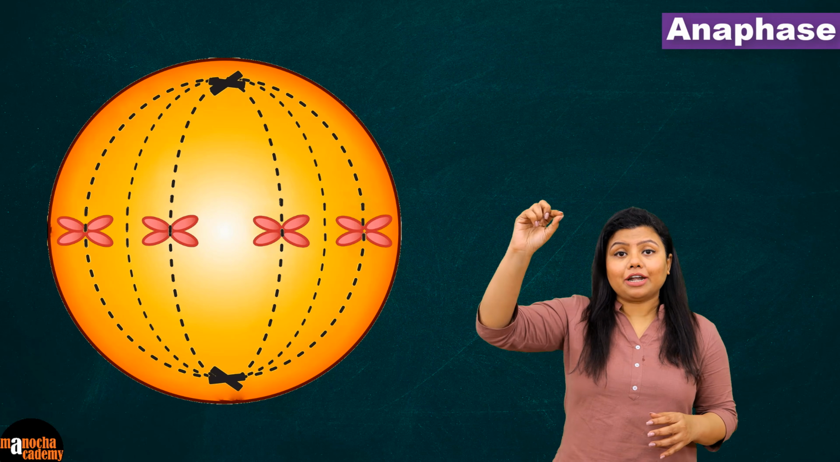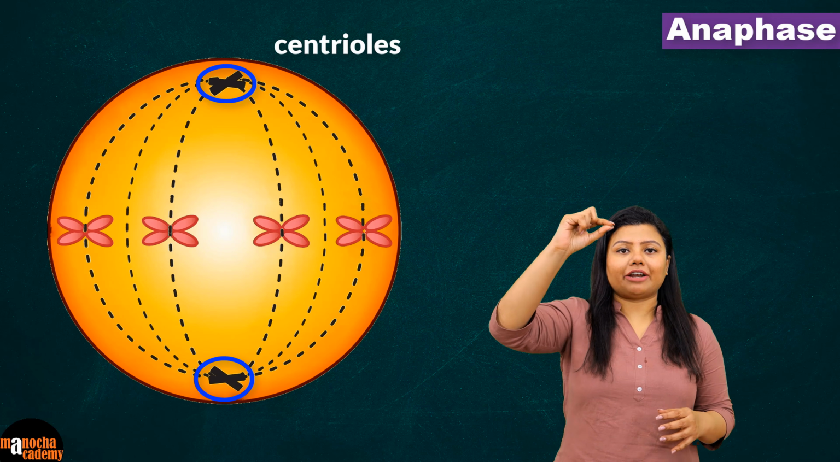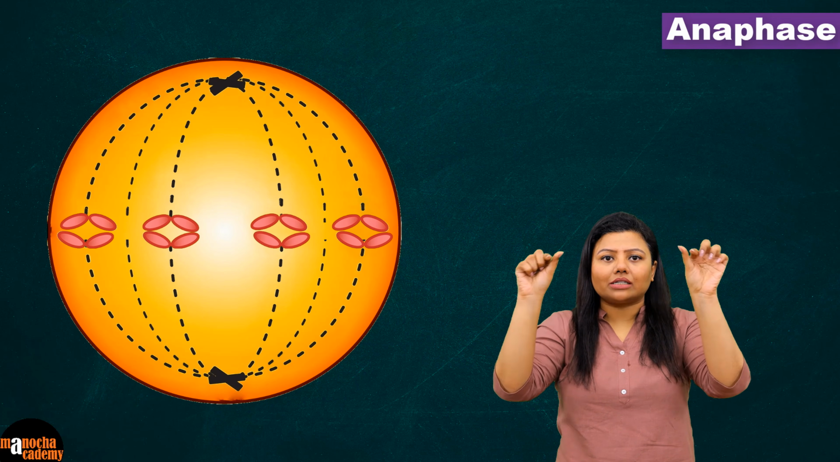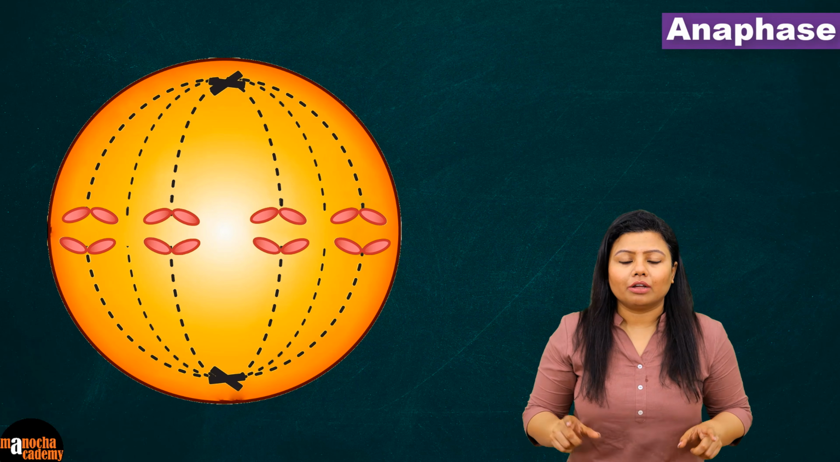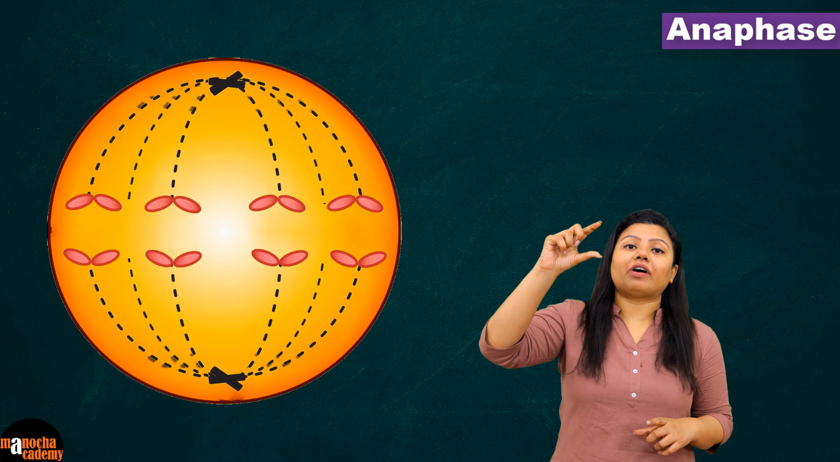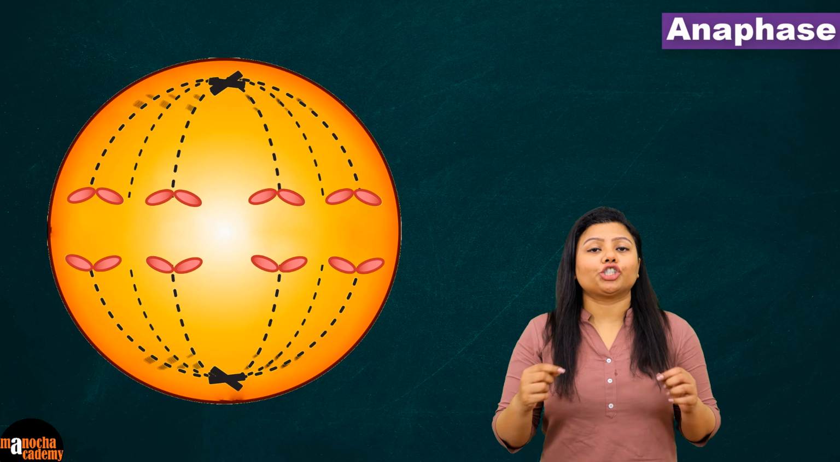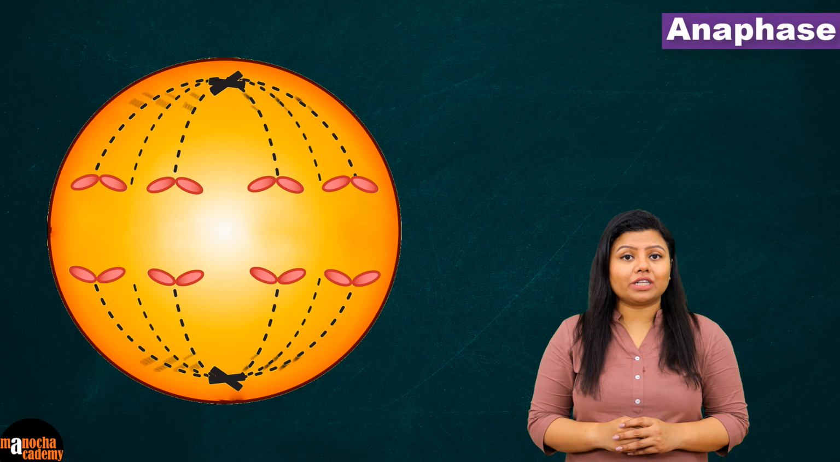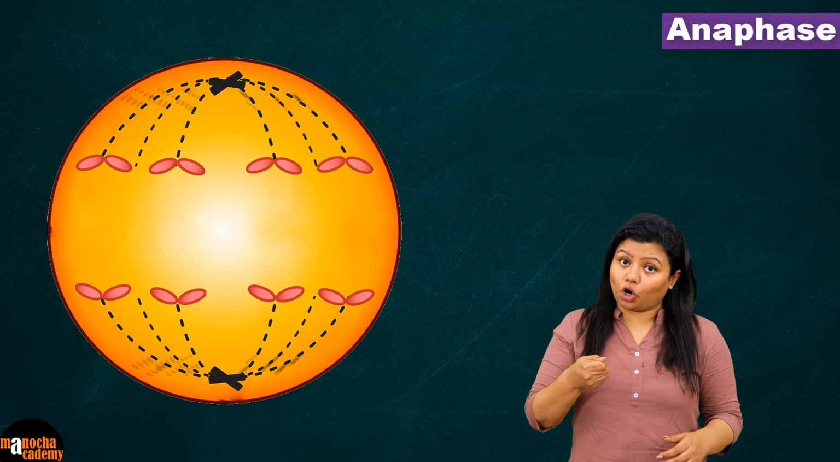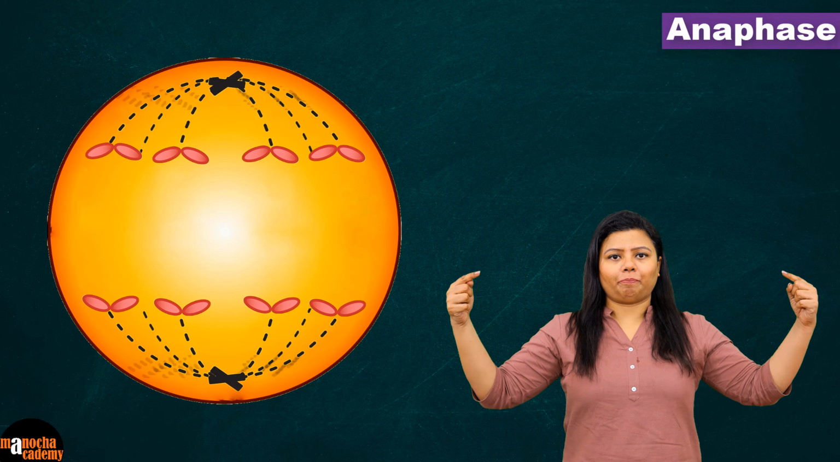Now, from the end of the poles, that is towards the centriole, microtubular proteins slowly start separating or breaking out from the spindle fibers. As a result, the length of the spindle fiber starts getting shorter and shorter. What happens because of this? Because of this, the spindle fiber pulls the chromosomes, the daughter chromatids or the daughter chromosomes towards the two poles.